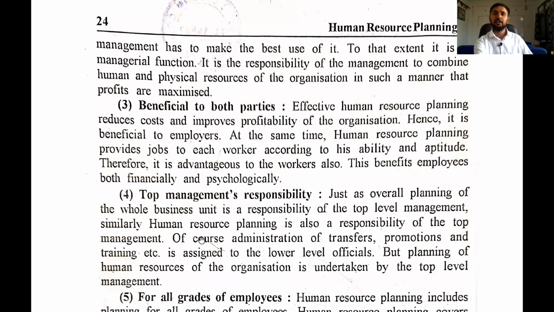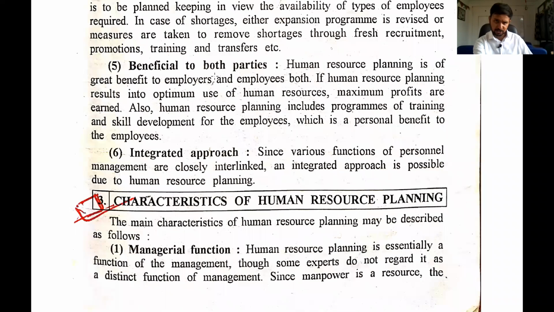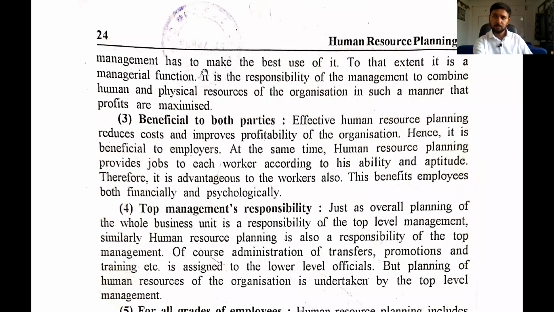Now the second characteristic is, we do not have the second characteristic over here. There is a mistake in the book. But let's start with the third point: beneficial to both the parties. By doing human resource planning, we can focus on the benefit of the organization as well as the manpower also. Manpower or the employees must get the benefit from the organization in which they are working.